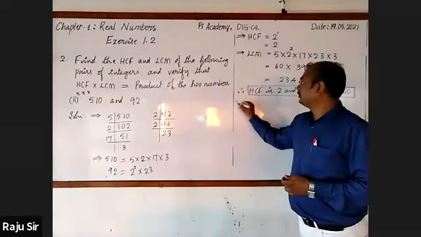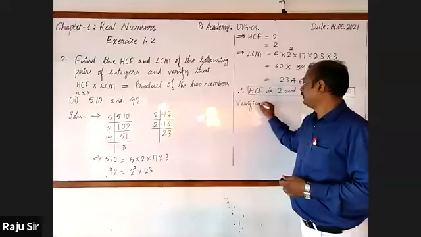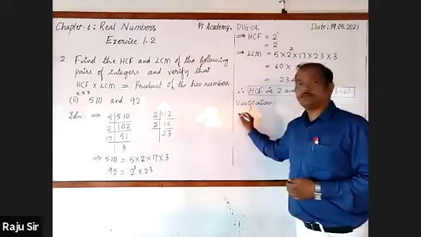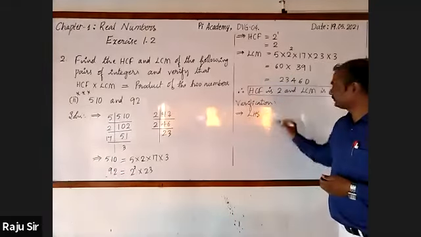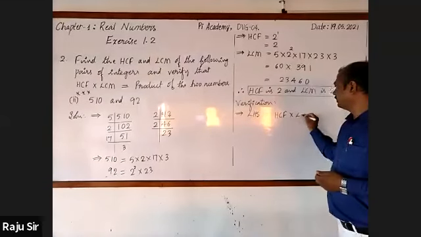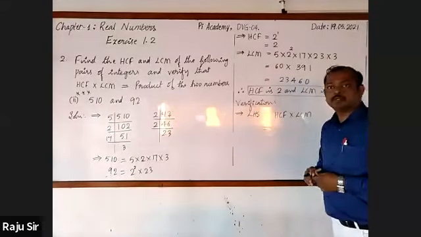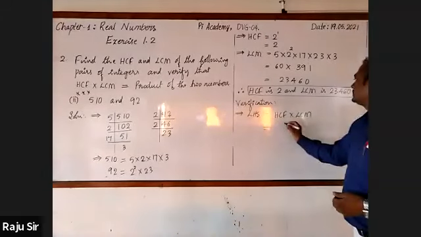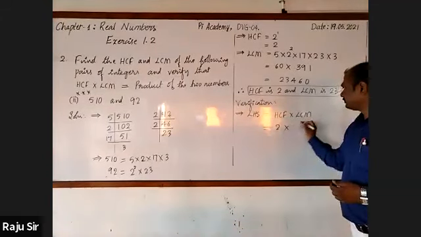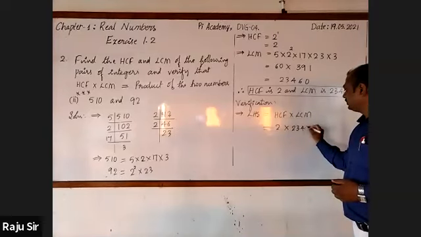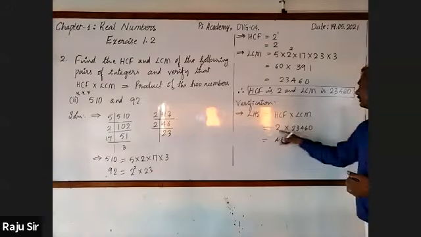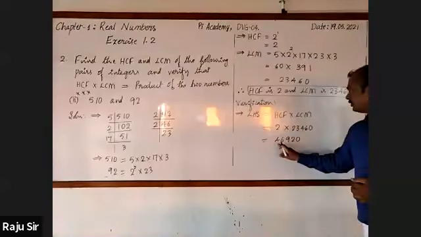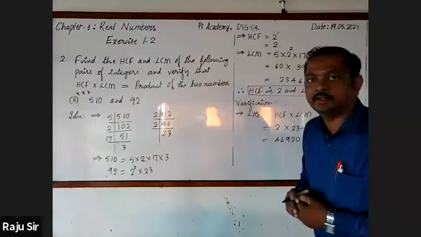Now let's move on to verification. Take LHS part. LHS is HCF into LCM. HCF is 2. LCM is 23,460. Multiply. 23,000 times 2 means 46,000. 460 2s are 920. So 46,920.